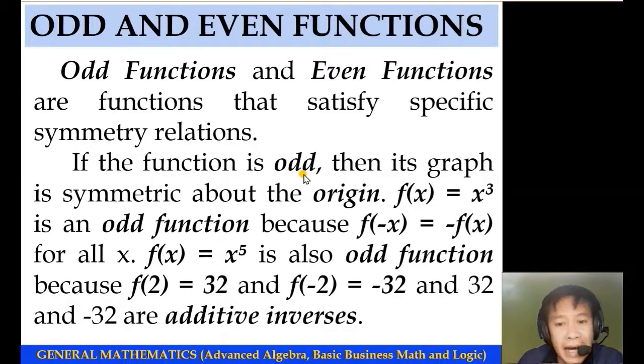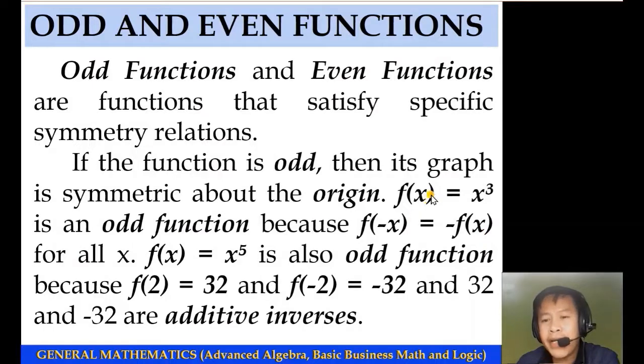If the function is odd, then its graph is symmetric about the origin. For instance, f of x is equal to x raised to 3 is an odd function because if we get the additive inverse of x, which is negative x, the result is equal to negative f of x, and this negative f of x is the additive inverse of the function f of x. It means that if we add f of x and negative f of x, the result is equal to 0. That is the meaning of additive inverse.